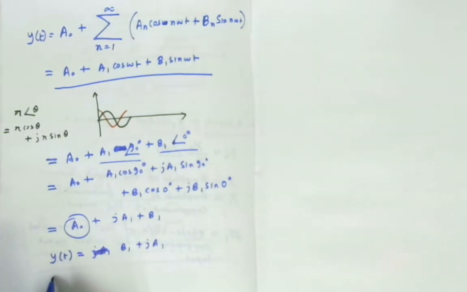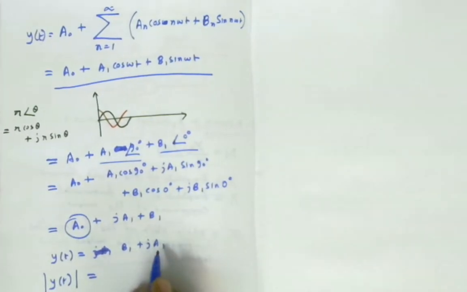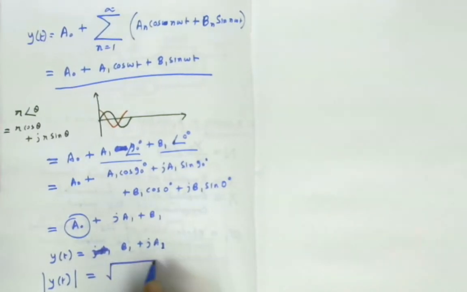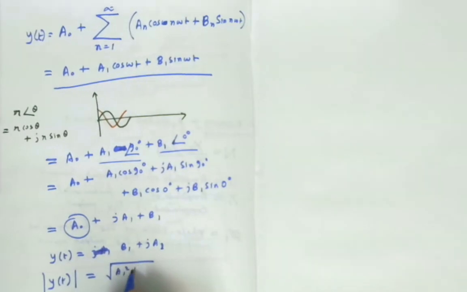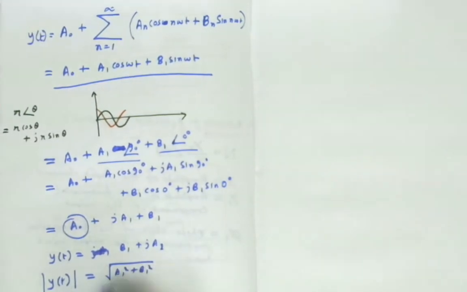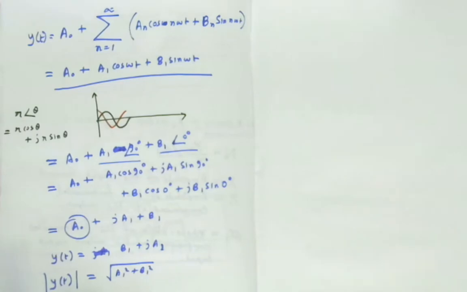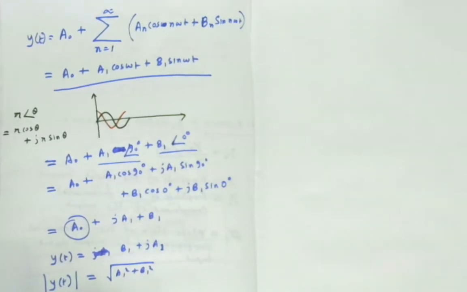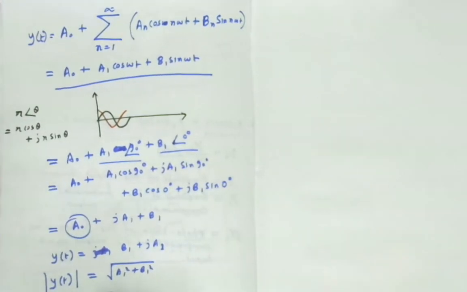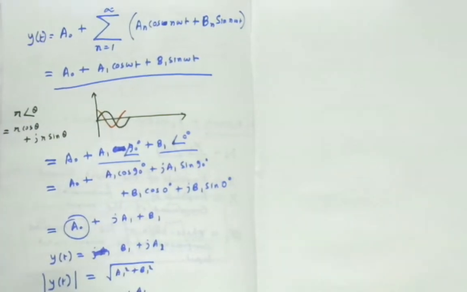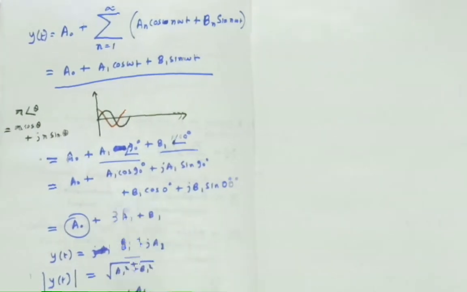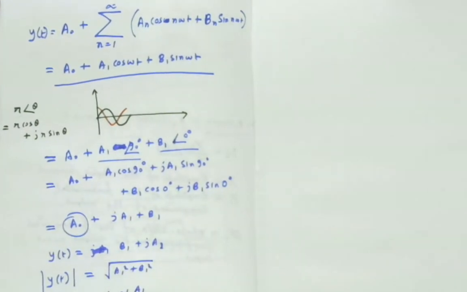Now what is the magnitude of y(t)? So it's an a plus jb form, so it will be root over a1 square plus b1 square. And what is the angle of y(t)? Tan inverse a1 by b1. Now what is y(t)? y(t) is the output of the nonlinearity.